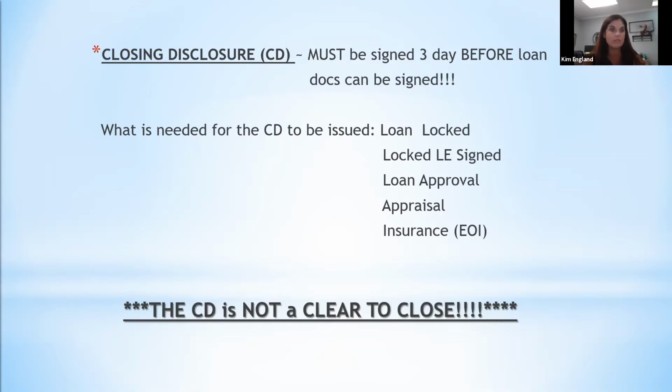Loan docs cannot go out without a closing disclosure signed, period. And there's no wavering on that. There's no exceptions. The items needed for a closing disclosure to be issued is your loan has to be locked. Your locked loan estimate has to be signed. Typically, you're going to have your loan approval, the appraisals in, and your insurance is in. And the insurance, I should have asterisked that because insurance does tend to hold us up. I don't know why that is so difficult. But the insurance has to be accurate as far as the numbers because the closing disclosure, again, fees can go down, but they cannot go up.